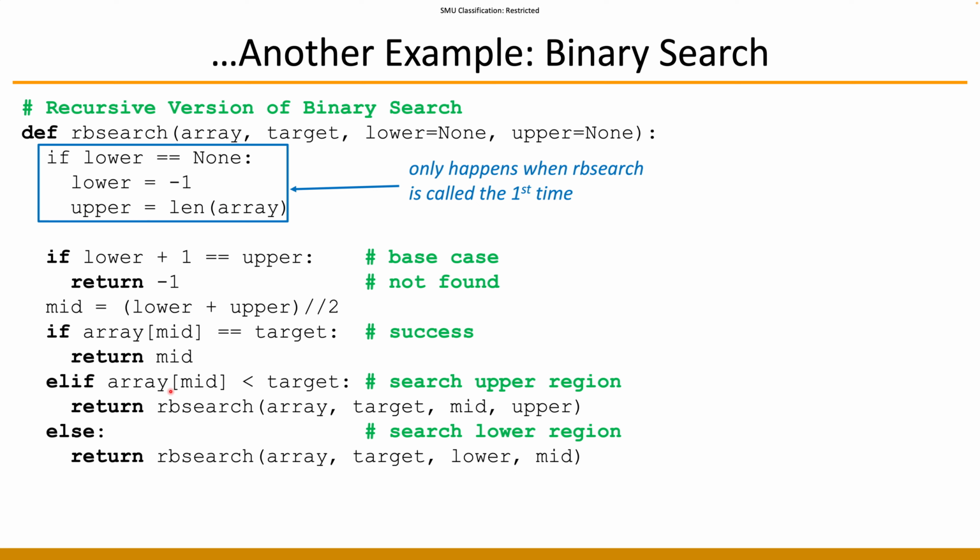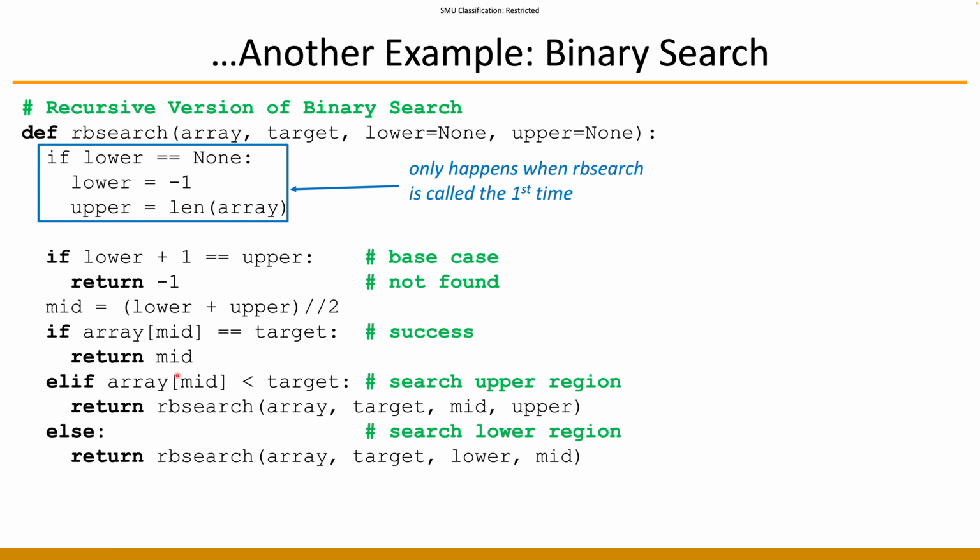All these if statements, all the different conditions, are the same. You can view this as the first base case. If the upper is just one more than the lower, we return minus one. If the mid equals the target, this is another potential base case. We have identified our element, so we also return. Otherwise, we are going to do the reduction step.